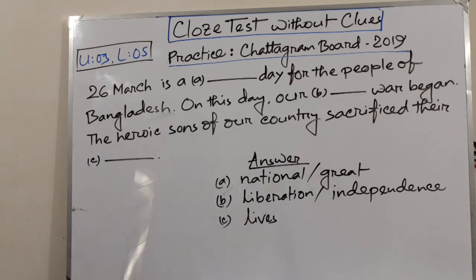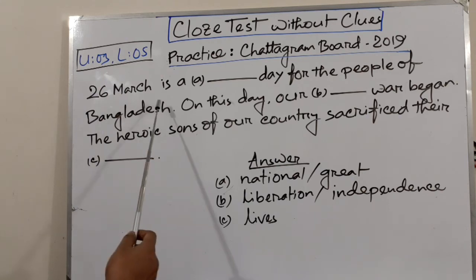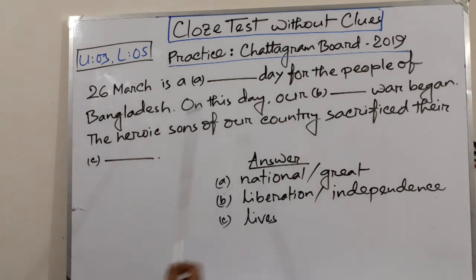To fill up the gaps, we have to at first go through the passage and get the meaning of the passage and get the structure of the sentence. Then we can choose the correct word for each gap. Let's go through the passage at first. 26 March is a gap day for the people of Bangladesh. On this day, our gap war began. The heroic sons of our country sacrificed their gap.